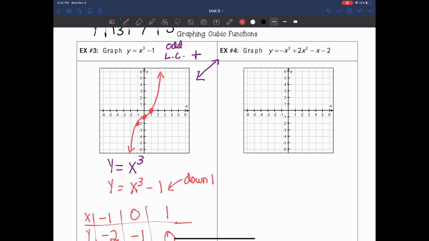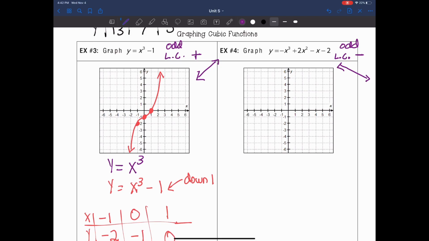Now let's look at example number 4. We have y equals -x cubed plus 2x squared minus x minus 2. So first of all, I want you to notice that we have an odd function because our exponent is 3. And we also have a leading coefficient that is negative. So since the leading coefficient is negative, that means my graph is going to be going downhill. On the right-hand side, it's going to go to -infinity. On the left-hand side, it's going to +infinity. So it goes up on the left, starts high, and ends low down on the right, or in other words, going downhill.